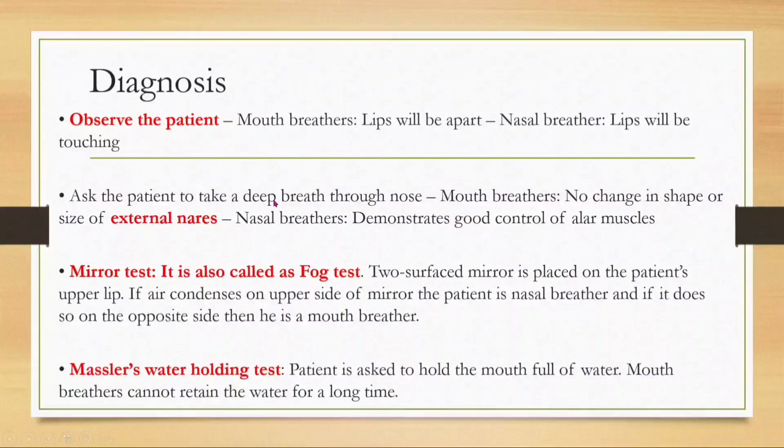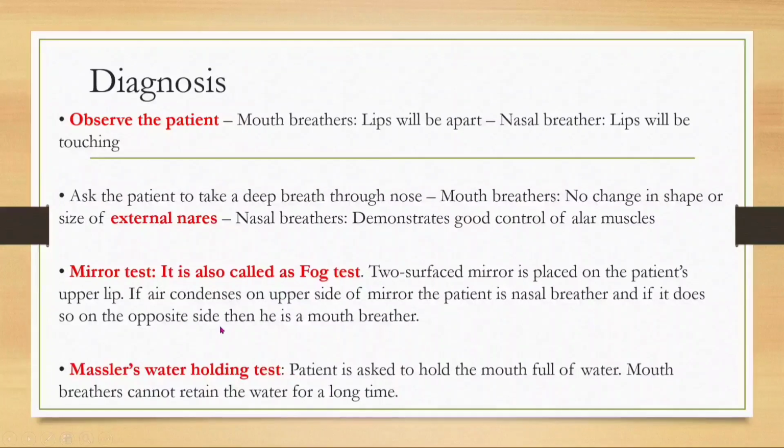And ask the patient to take a deep breath through the nose. In mouth breathers, there will not be any change in shape or size of the external nares, that is, they remain the same during inhalation and exhalation, whereas nasal breathers demonstrate good control of the alar muscles. In mouth breathers there is no change in the external nares because they are breathing through the mouth. But in nasal breathers, there will be a change in the alar muscles. The size will change because of the flow of air through the nasal cavity.